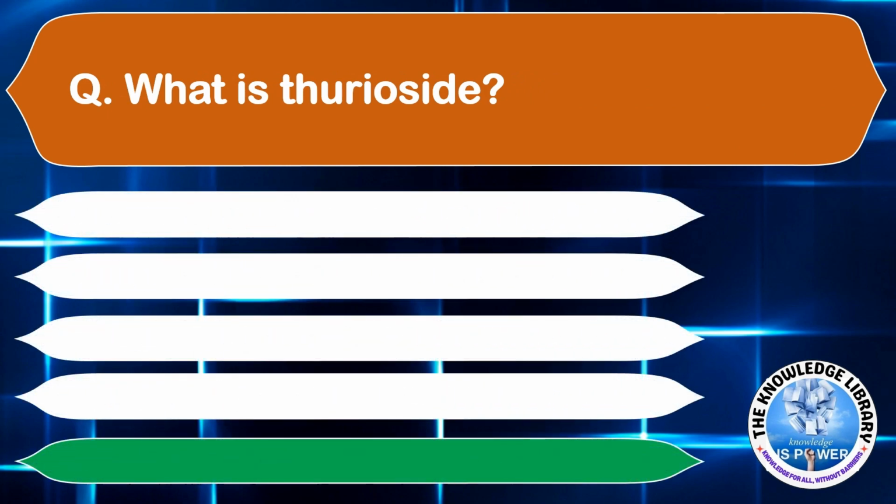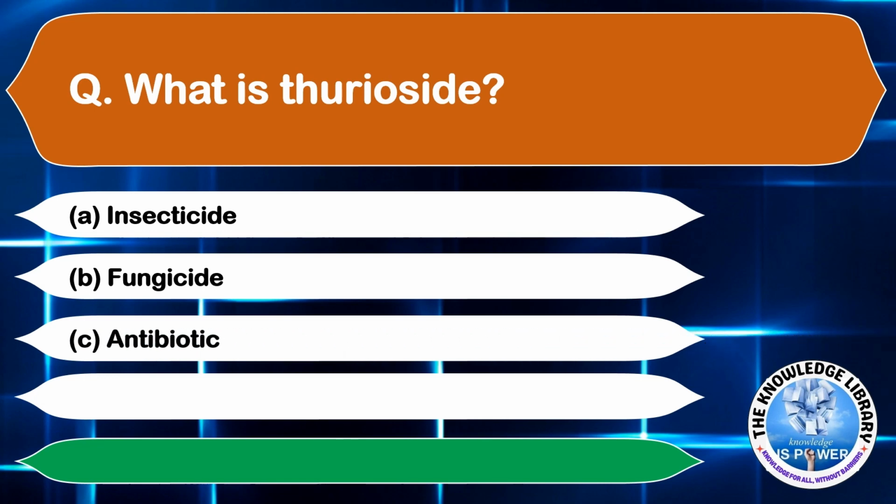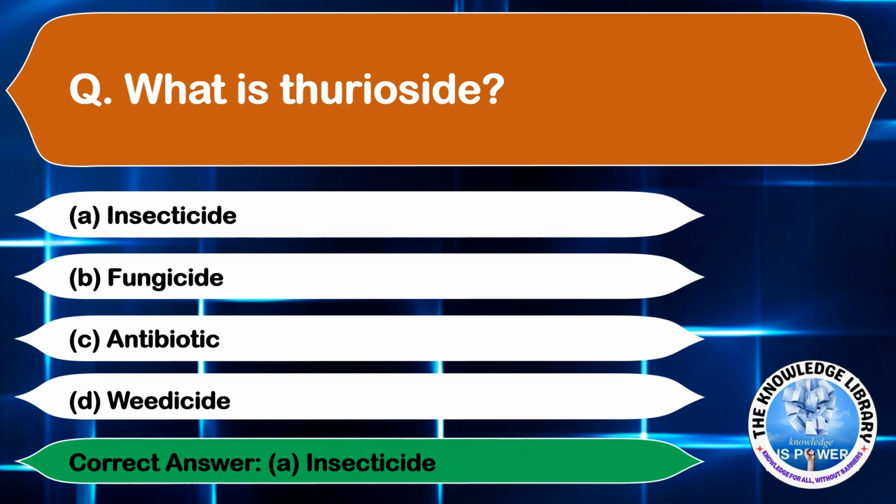What is Thuricide? Option A, insecticide. Option B, fungicide. Option C, antibiotic. And option D, weedicide. The correct answer is option A, insecticide. Moving on to the next question.